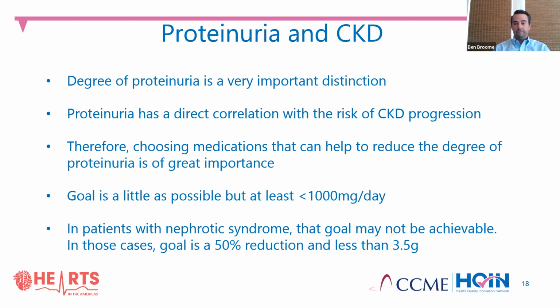That can be difficult. If you've got a patient that first time you see them, they're coming in with 10, 12, 14 grams of proteinuria, getting them down to less than 3.5 may be difficult, but that should be the goal. But if we can at least get a 50% reduction of where they started, we can feel at least pretty good that we're offering some improvement.